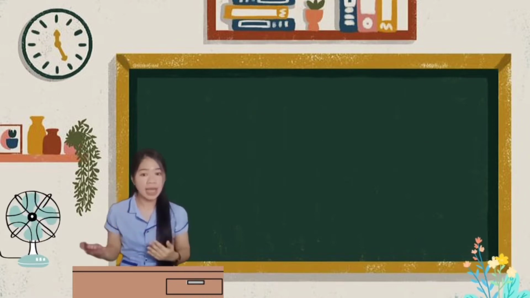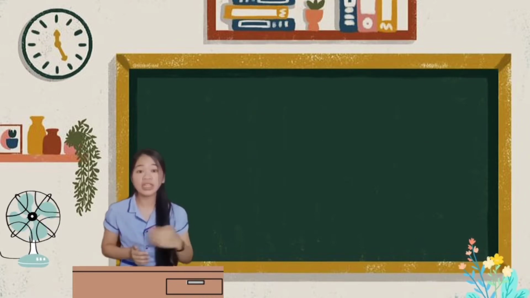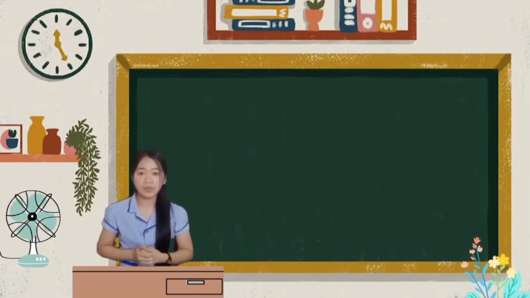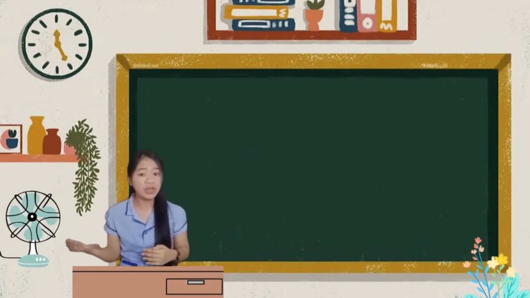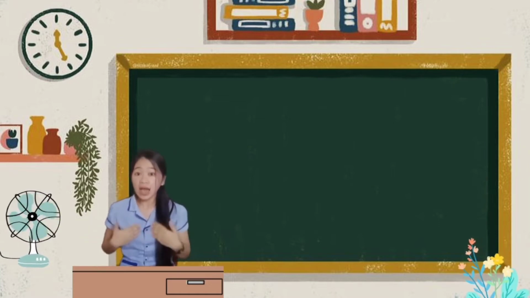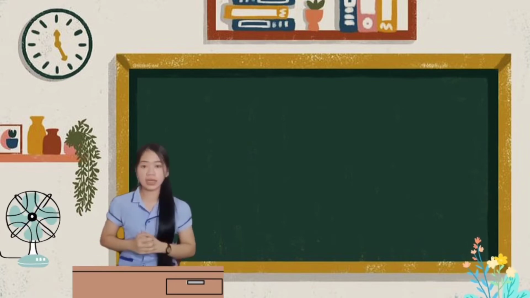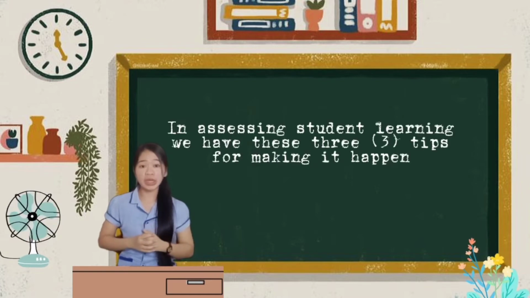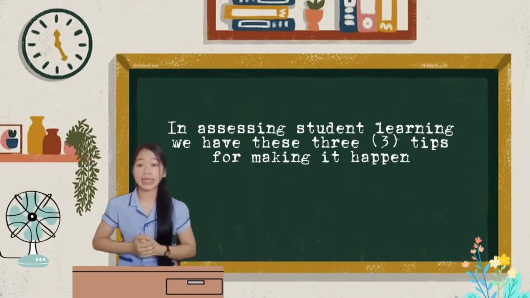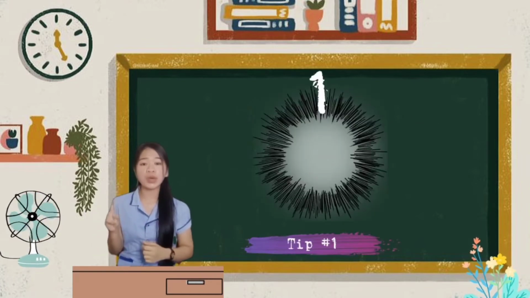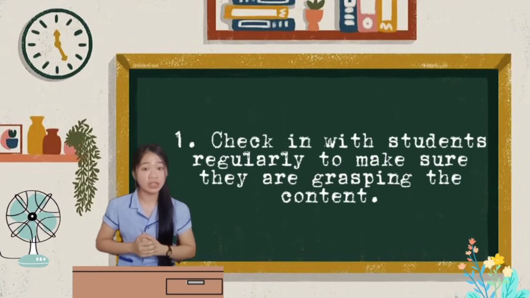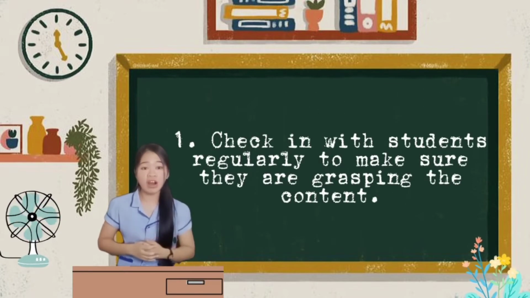So assessment then becomes a lens for understanding students' learning, identifying the invisible barriers, and helping us to improve our teaching approaches. In assessing students' learning, we have these 3 tips for making it happen. The first one is check in with students regularly to make sure that they are grasping the content.